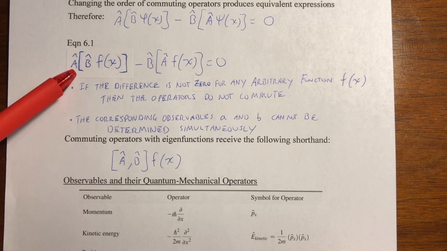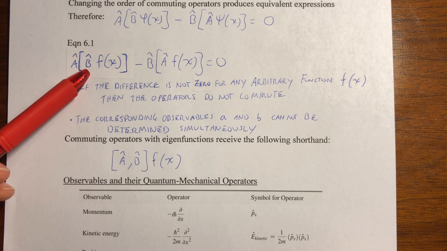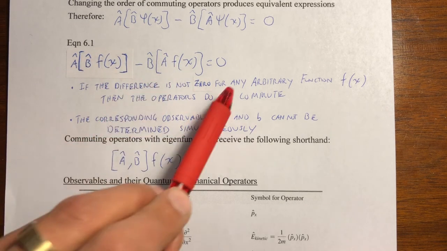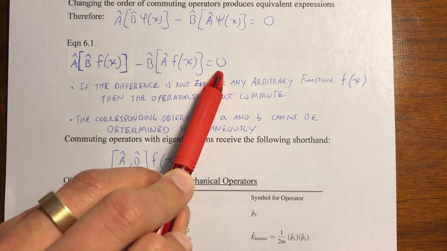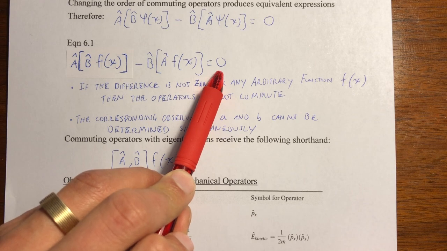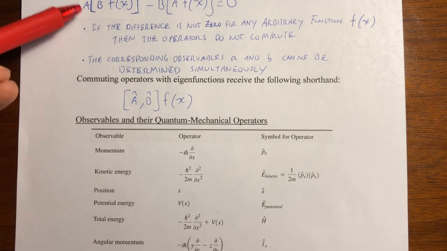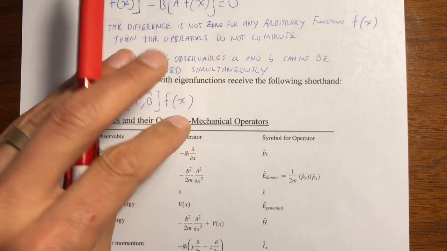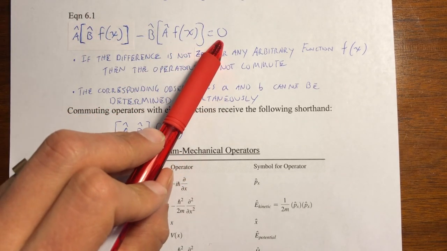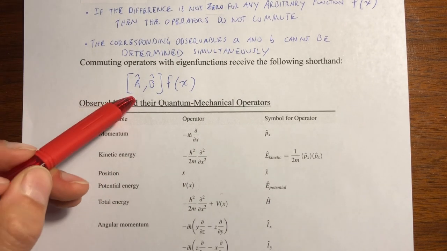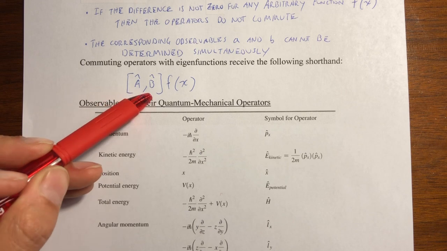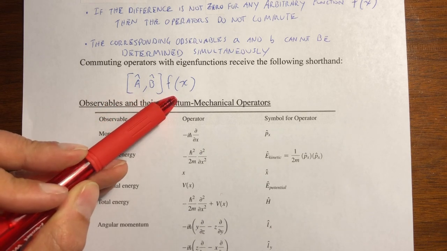So if we're trying to figure out if the observable A coming from operator A and the observable B coming from operator B can be determined simultaneously, we set up this equation, and if it's equal to 0, they can be determined simultaneously. If it's anything but 0, they cannot be determined at the same time. So commuting operators that successfully reach this requirement, the difference being equal to 0, can be written in the shorthand brackets operator A, operator B, close brackets, f of x.